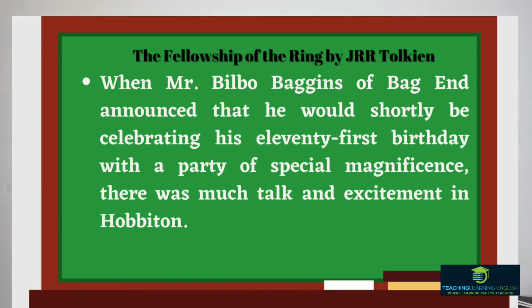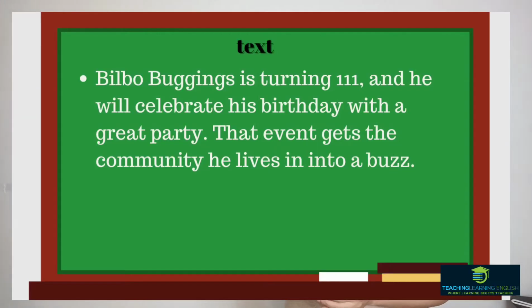Let's take a look at this example. When Mr. Bilbo Baggins of Bag End announced that he would shortly be celebrating his 111th birthday with a party of special magnificence, there was much talk and excitement in Hobbiton. There are a few statements here that are plain text. Bilbo Baggins is turning 111 and he will celebrate his birthday with a great party. That event gets the community he lives in into a buzz. Meaning, we don't have to interpret these statements. These are facts that remain the same from whatever angle we look at them.